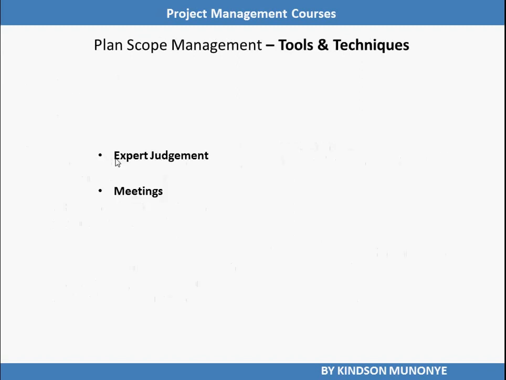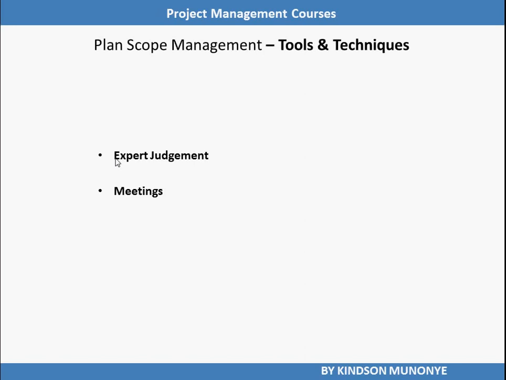What are the tools and techniques? We say the tools and techniques according to the PMBOK Guide 5 are expert judgment and meetings. Expert judgment refers to input received from knowledgeable and experienced parties that can help in the planning of the scope management. Expertise may be provided by any group or person with specialized education, knowledge, skill, experience, or training in developing scope management plans.